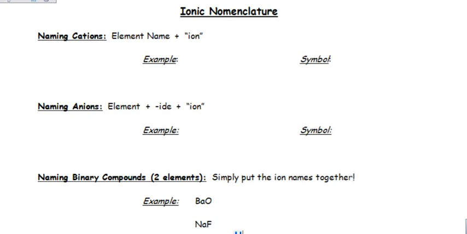In this video, we're going to look at ionic nomenclature. Nomenclature just means a naming system. We're going to name cations, anions, ionic compounds, and write their formulas. Naming cations is a piece of cake.